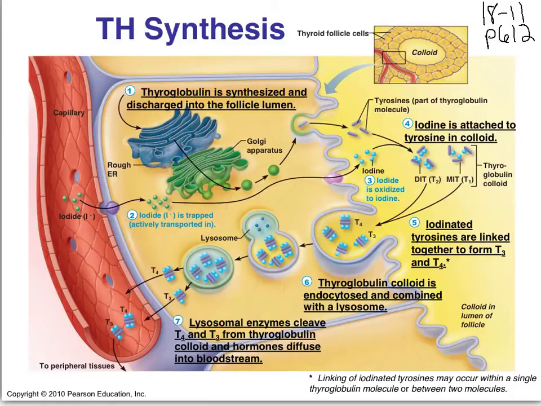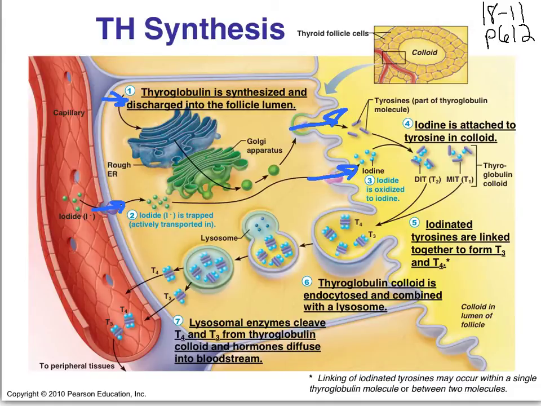I've bolded the most important steps in this figure. First, thyroglobulin is synthesized in the follicular cells and secreted into the lumen of the colloid follicle. Meanwhile, you have some iodide picked up from the blood, transported through the follicular cell to the colloid follicle, where it's converted to iodine.